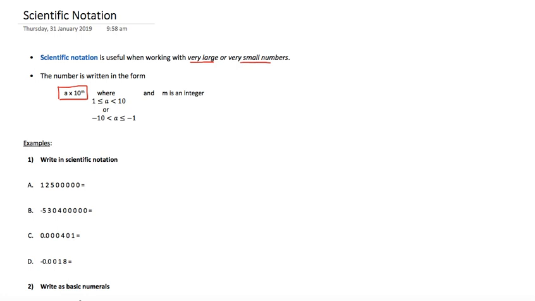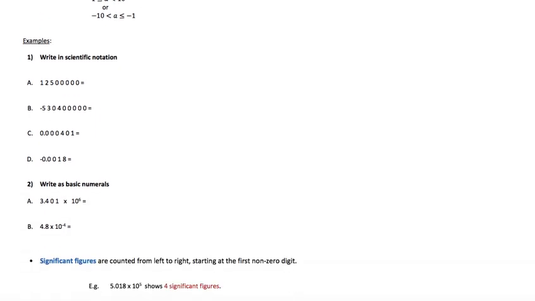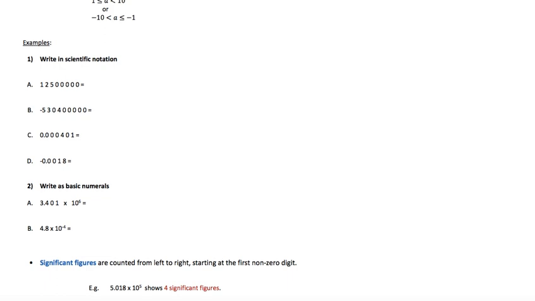Or if we're dealing with negative values, a must be greater than negative 10, but less than or equal to negative 1. And the power there can be positive or negative. That is why it is an integer. Let's have a look at some examples. So we need to write the following large numbers or small numbers in scientific notation.